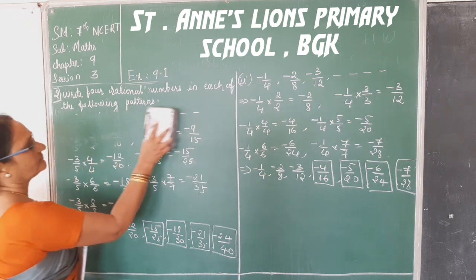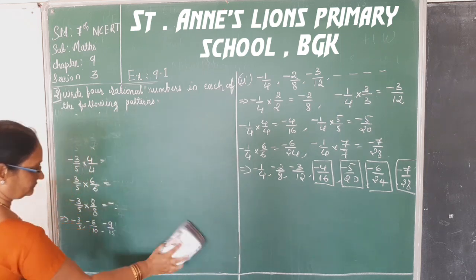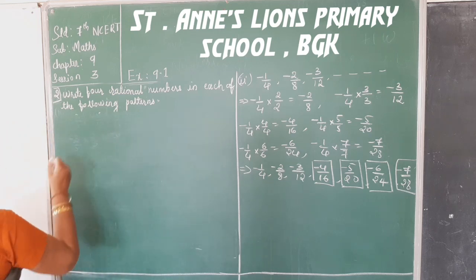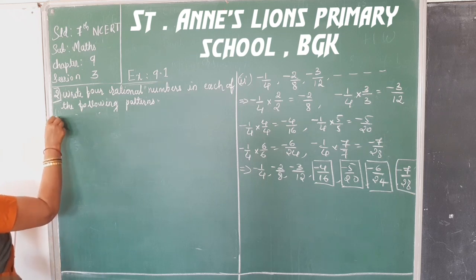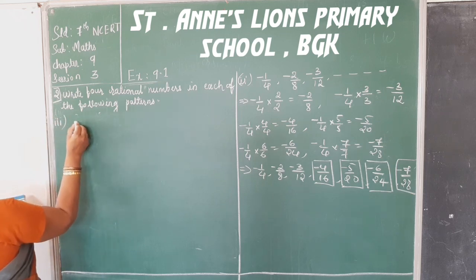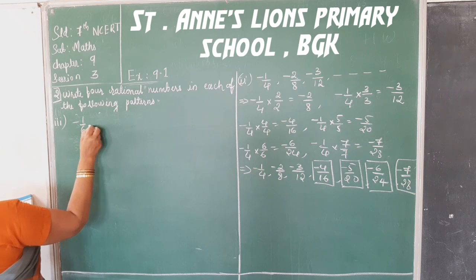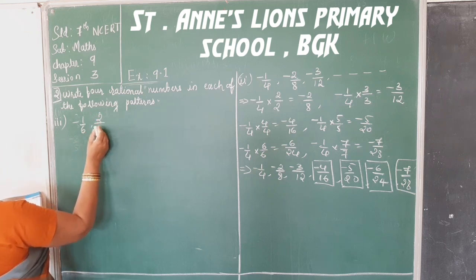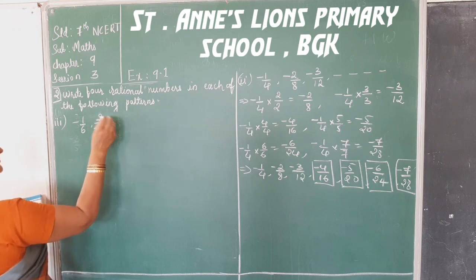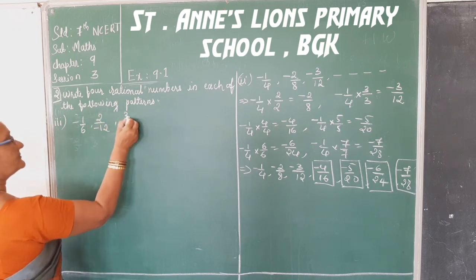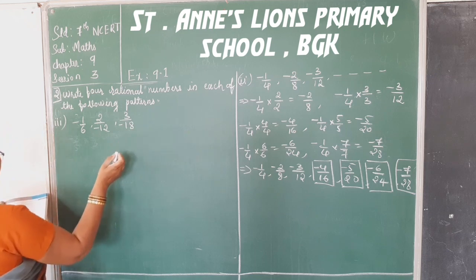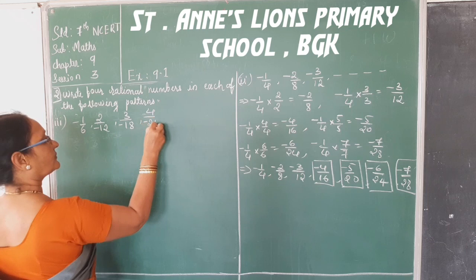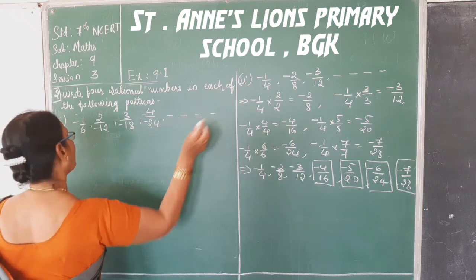So the third one is minus 1 by 6, 2 by minus 12, 3 by minus 18, 4 by minus 24. Next 4 we have to write.